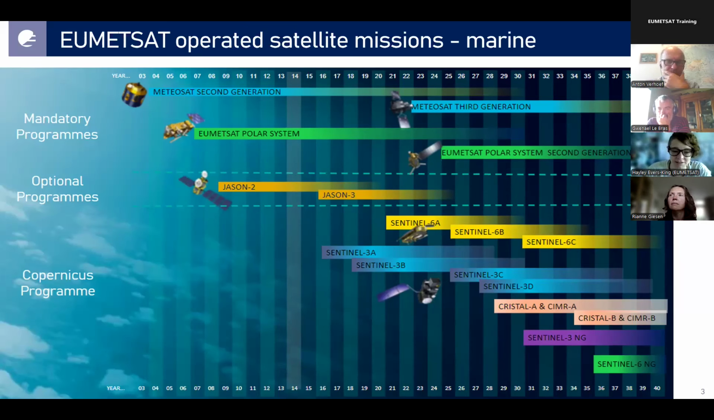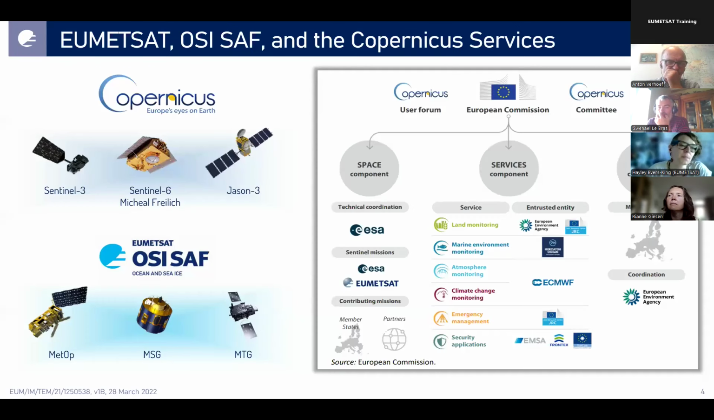So the high priority candidate missions, which will now become the next Sentinels, so Simmer and Crystal. And we're already looking forward towards the next generation of these missions as well. So that's just a very quick overview of the marine satellites, related satellites that we operate.